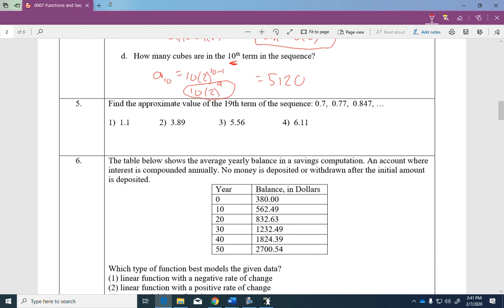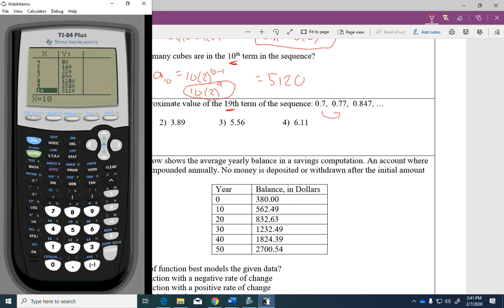Find the approximate value of the 19th term of this sequence. So I guess what you can do is take out your calculator and just keep on following this pattern. I think we should find out what the pattern is first. Is it a geometric sequence? Are they multiplying by something? Remember, if you have a hard time figuring that out, I'm going to show you a tip on your calculator that we talked about in class.